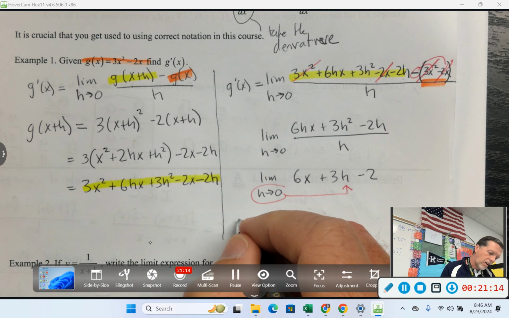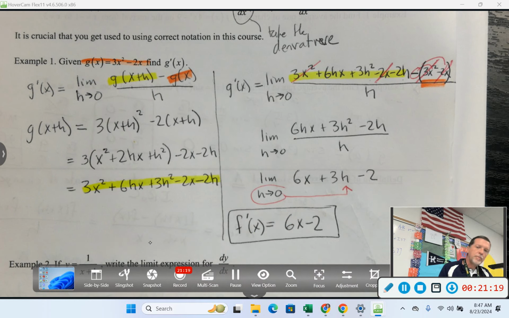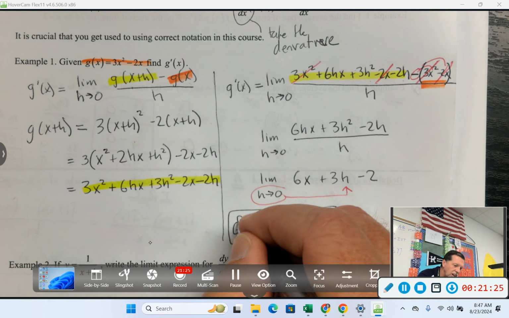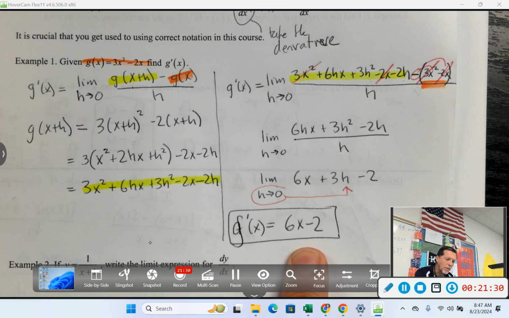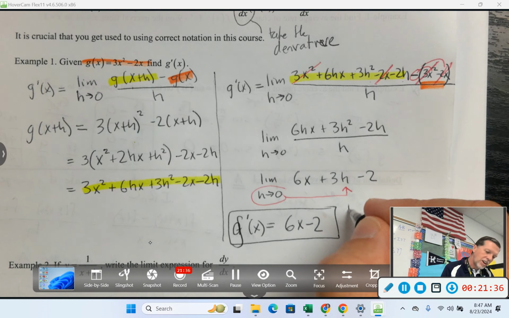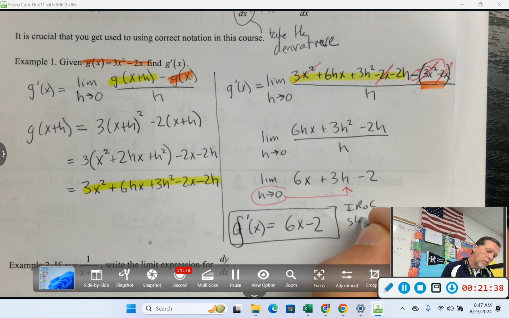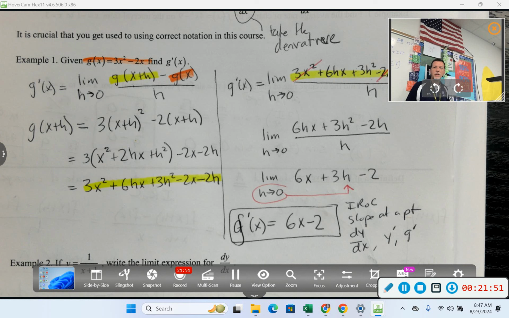And what we just found was our very first derivative. So the slope, oops, I guess that's g, not f. The slope at any point on the graph of g can be found by using 6x minus 2. That would tell us the instantaneous rate of change, the slope at a point, the slope of a tangent line. dy dx, y prime, g prime, that's all the same stuff. Just trying to hit all those names.